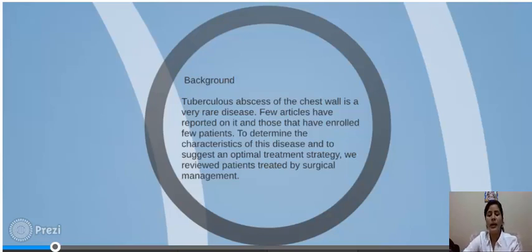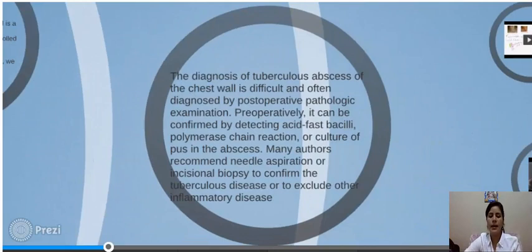To determine the characteristics of this disease and to suggest an optimal treatment strategy, we review patients treated with surgical management. The diagnosis of tubercular abscess of the chest wall is difficult and often diagnosed by postoperative pathology examination.